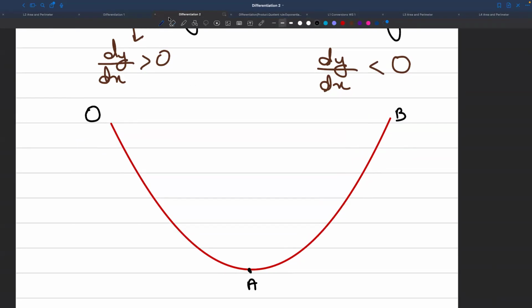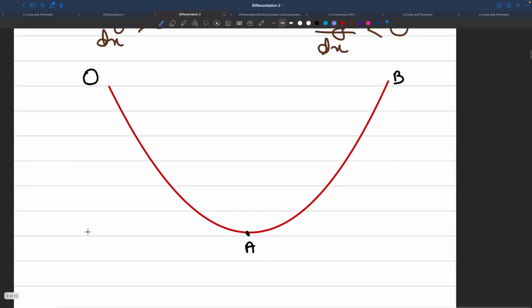How do I know when a gradient shifts from negative to positive? How can I figure out the point at which a gradient changes from negative to positive? That is through finding where the gradient is zero. If I know the exact point at which the gradient is zero, देखो, at this point A, if I make a tangent over here, will this have a gradient of zero? Yes, it will, right? It will have a gradient of zero.